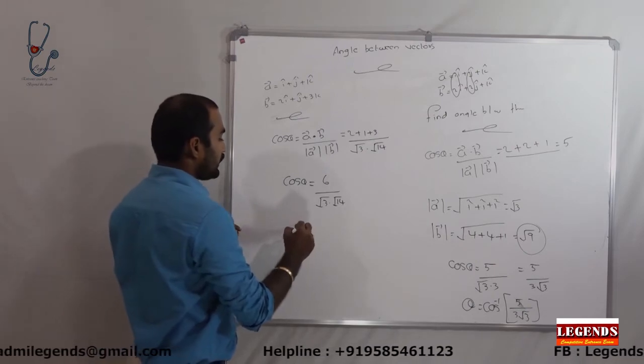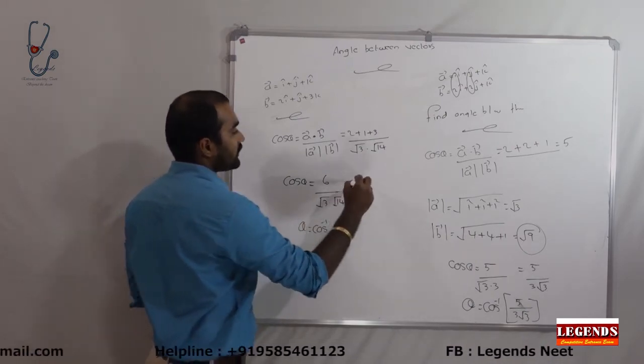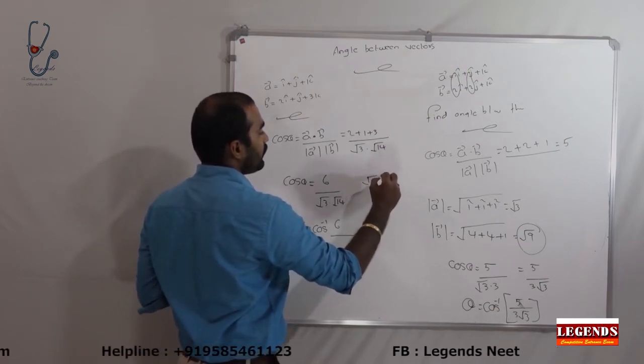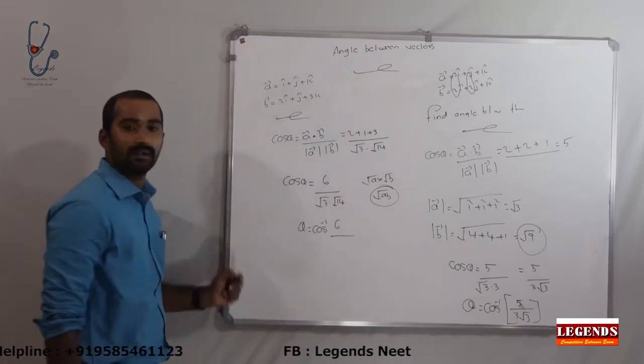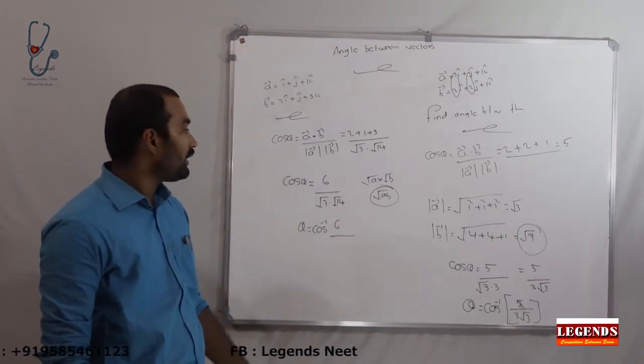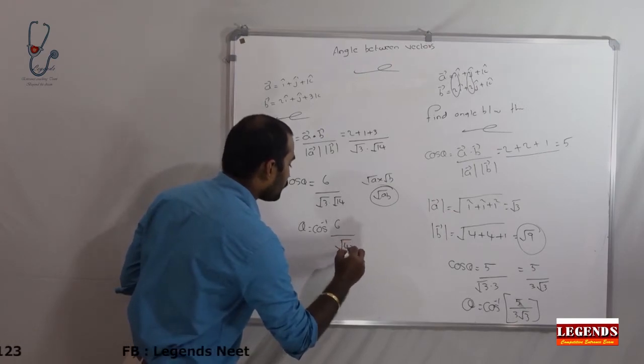Okay, we want the value of theta. Theta is equal to cos inverse 6 by. What is root a into root b? Root a into root b is equal to root of ab. We can take the product. What is the value of 3 into 14? 3 into 14 is 42. The answer is root 42.